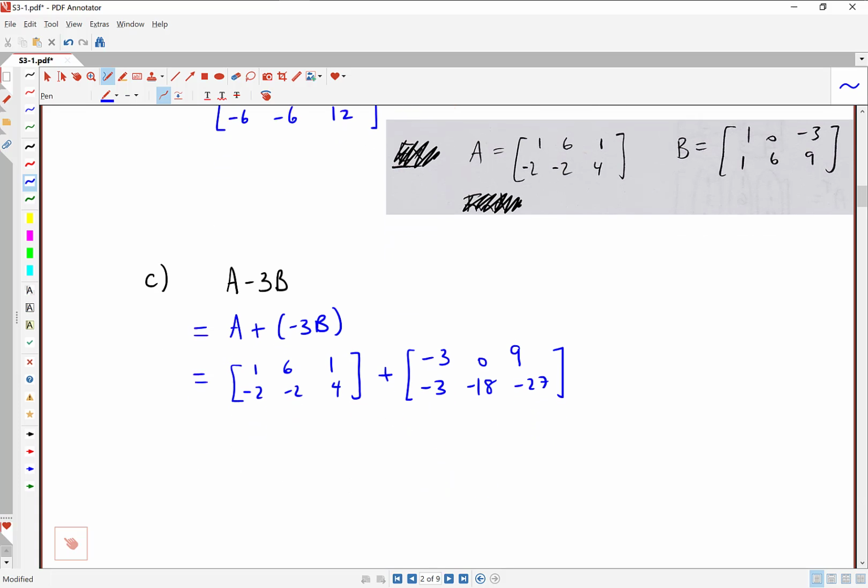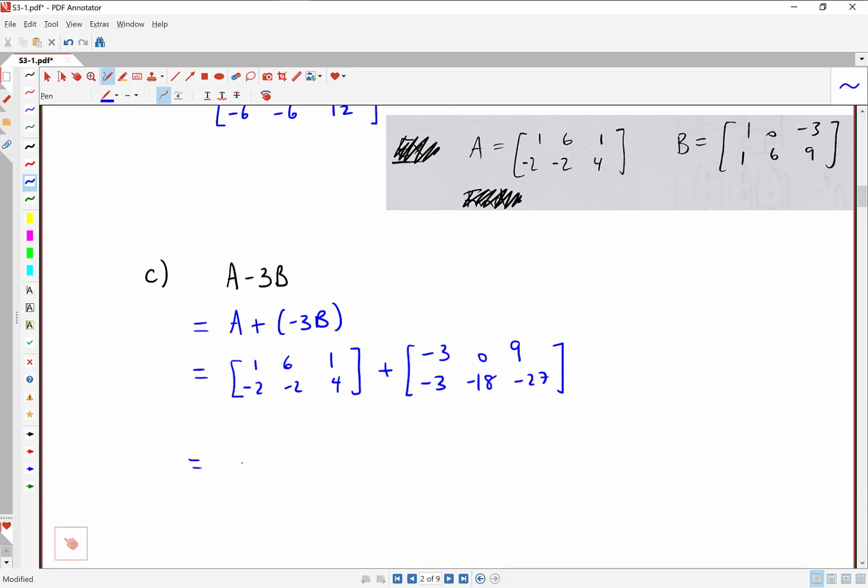And then we can do our addition. So the final answer is going to look like negative 2, 6, 10, negative 5, negative 20, and negative 23.